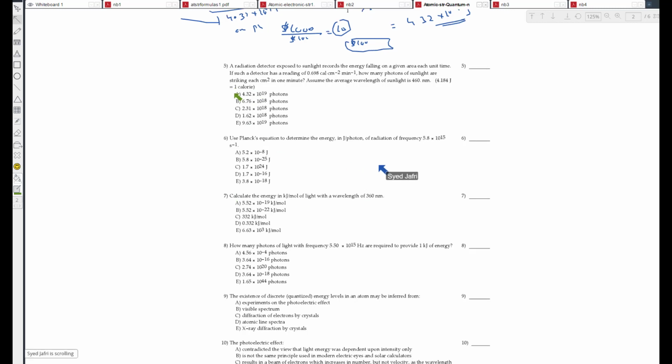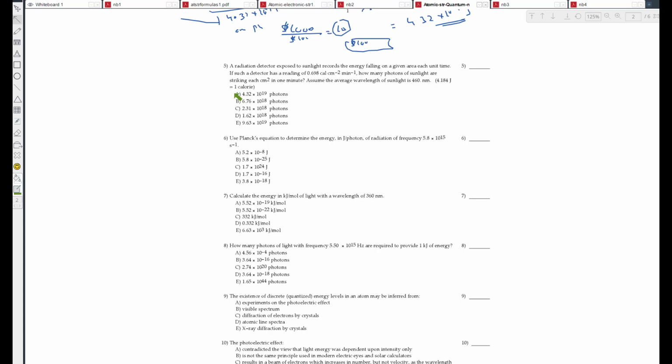Okay, so let's see. Radiation detector exposed to sunlight. The detector is reading 0.698 calories per cm squared per minute. It is the same type of question. How many photons of light are striking there in 1 minute? Assume the average wavelength of the sunlight is 460 nanometers. So I need to convert nanometers to meters: 460 times 10 to the minus 9 meters.